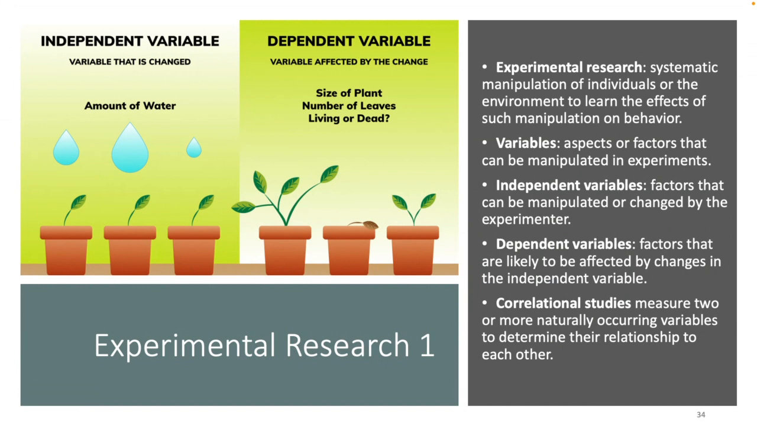So in this example, the dependent variable is the plant. What's the size of the plant? How many leaves does the plant have? Is it alive or is it dead? And it's dependent on how much water it's getting. So water is the independent variable. The other type are correlational studies. They measure two or more variables to see if they're related.